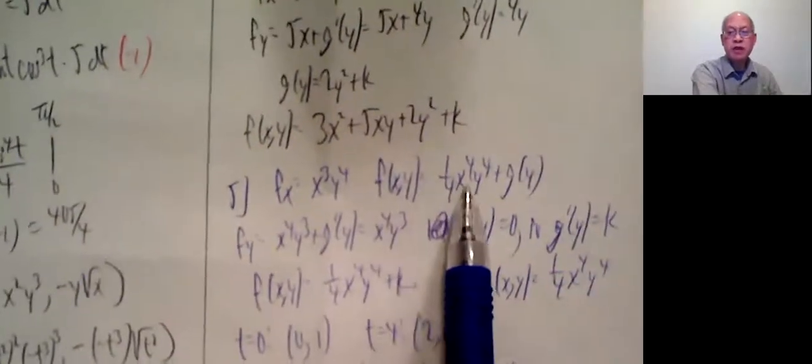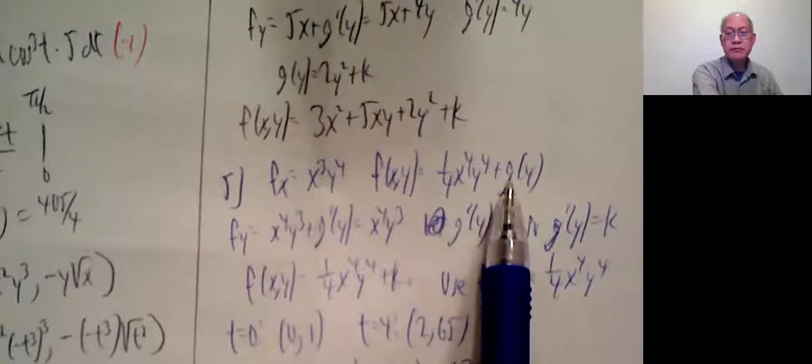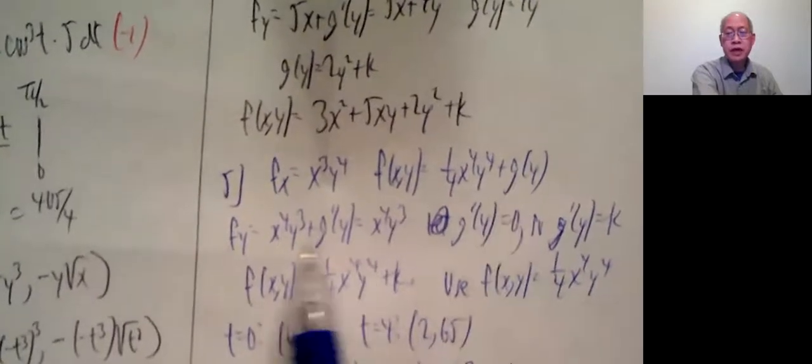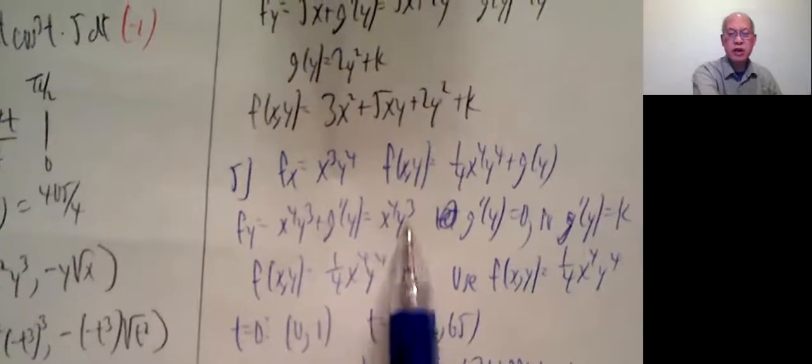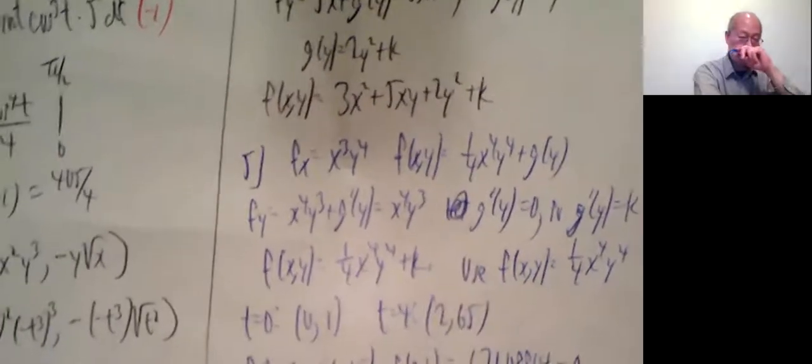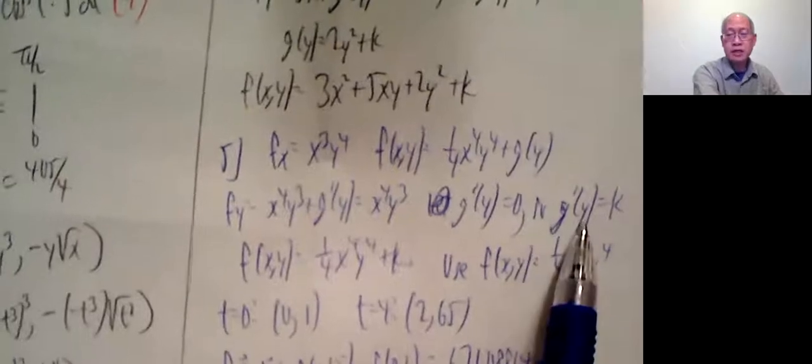Integrate with respect to x: 1/4 x to the 4th y to the 4th plus g of y. Differentiate with respect to y: x to the 4th y cubed plus g prime of y. That equals x to the 4th y cubed. That forces g prime of y to be 0. We want g prime of y to be a constant.